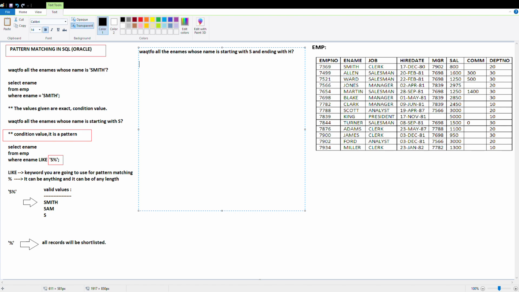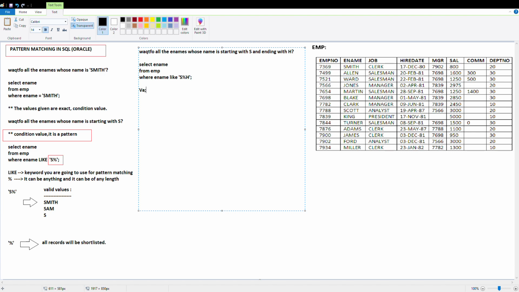How do you solve this? The same constructs you have to use. Select ename from EMP where ename like 'S', it should start with this. After this, it can contain anything, but at the end it should contain what? H.